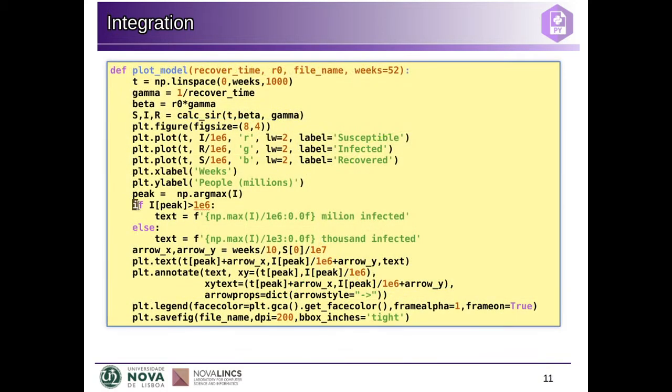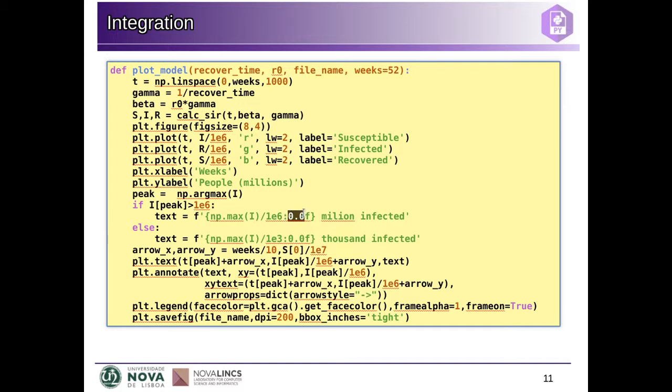Also, the way I'm creating the text here is if the peak is larger than 1 million, then I create this text. So this is an F string. When you precede a string with an F, you can add these curly braces inside the string, and whatever you have inside the curly braces, Python will evaluate. So you can create the string by using variable values inside the string. And these are formatting options.